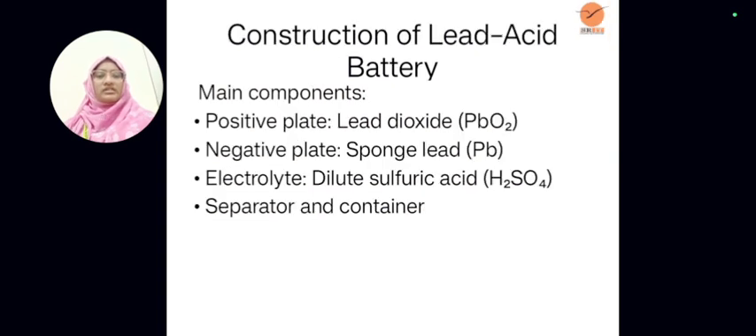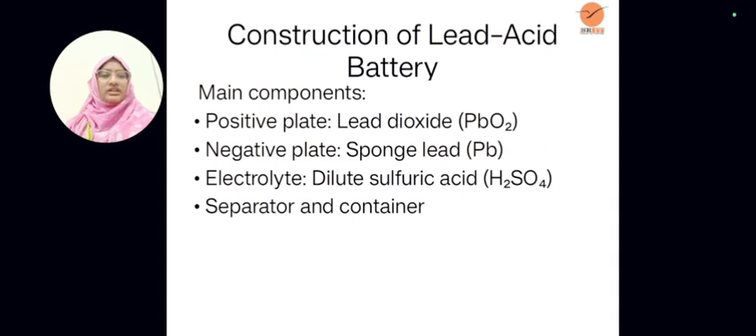Let us see the construction of lead acid battery. The main components involved are: for the positive plate we use lead dioxide, that is PbO2. For the negative plate we use sponge lead, that is Pb. Electrolyte used here is dilute sulfuric acid, and the formula of sulfuric acid is H2SO4. A separator and a container are also used in the construction of lead acid battery.